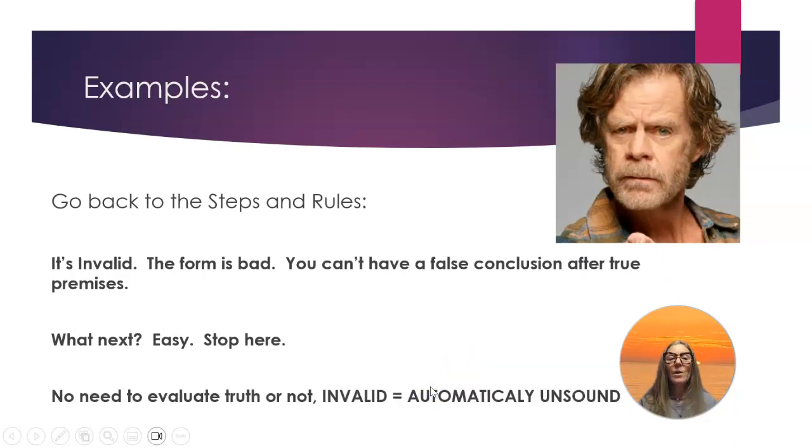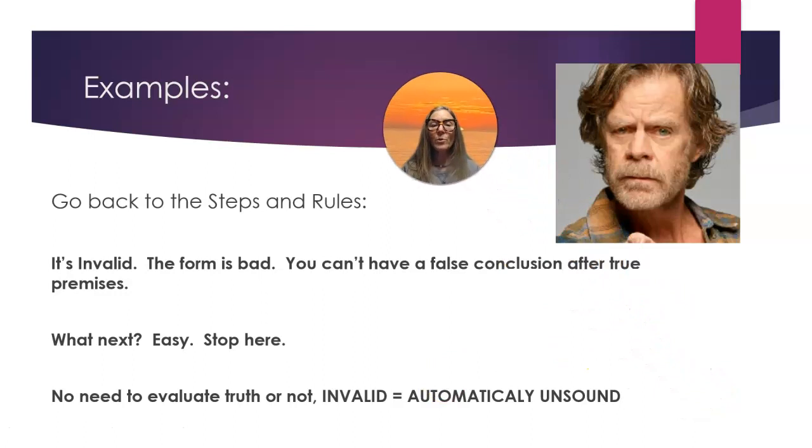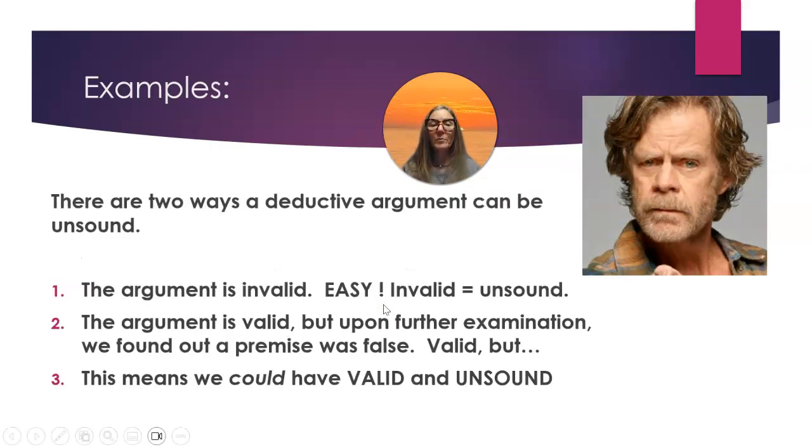Okay? So go back to the steps and the rules, and again, pretend like you're playing a game. We're playing the game of evaluating deductive arguments. If it's invalid, the form is bad. Okay? You can stop right there. Anything that's invalid is automatically unsound. But when you find something that's valid, you have to go to step 2 and figure out soundness. Okay?